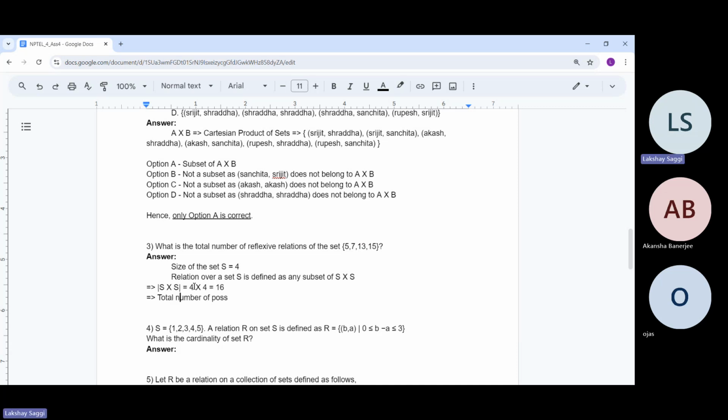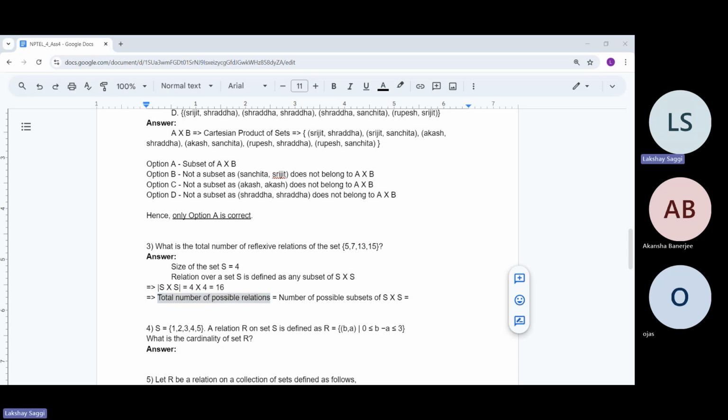So another question here. The total number of possible relations is equal to the number of possible subsets of S cross S. Let's not talk about reflexive relations yet, but guys, what will be the total number of possible relations? We know that a relation is a subset of the set S cross S. So the total number of relations will be just the number of possible subsets of S cross S.